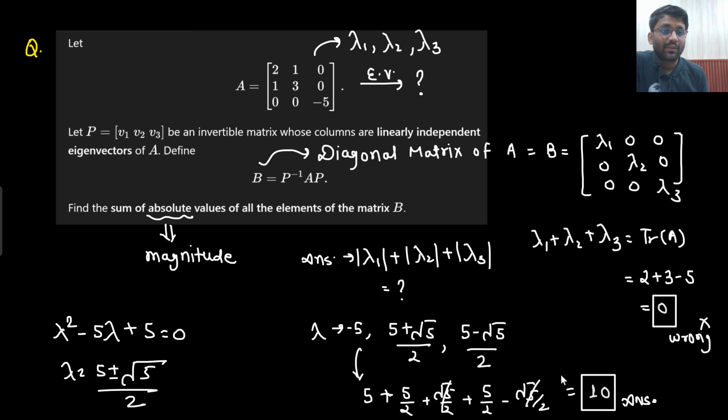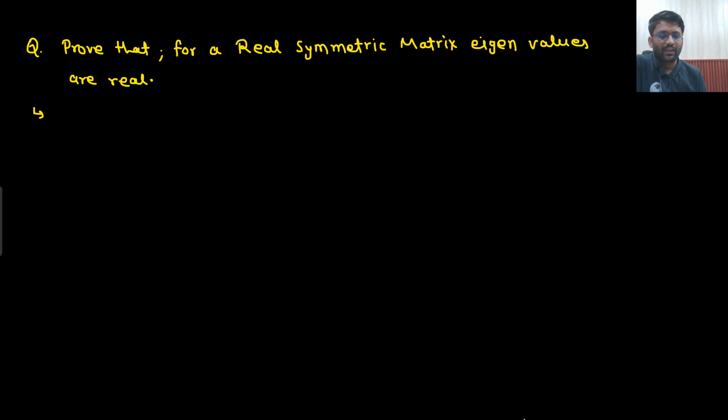Someone was very smart. He thought that, sir, okay, this value I need to find out. That means I need to find out the summation of lambda 1 plus lambda 2 plus lambda 3. So that will be equivalent to trace of A. So I simply find out the trace of A. But they asked about the absolute value. Absolute means magnitude. That means now you need to find out the eigenvalues. So I found out the eigenvalues. Then I took the magnitude. Answer came out to be 10. Understandable? Well and good. Let's go to the next question.